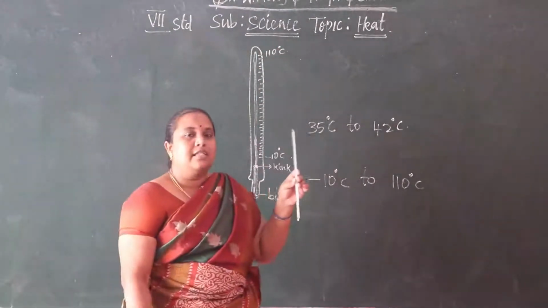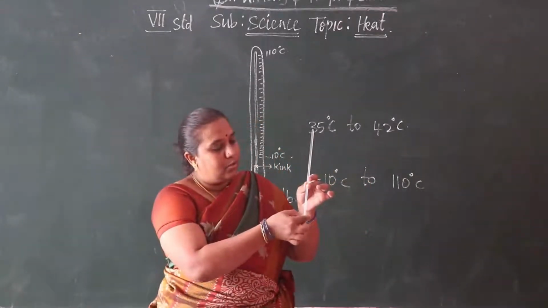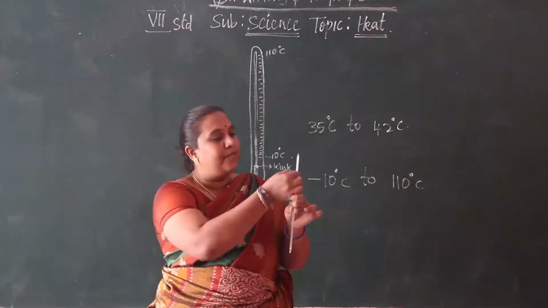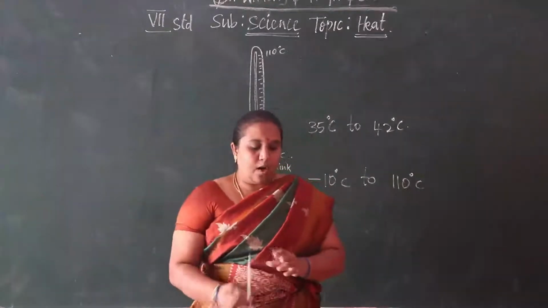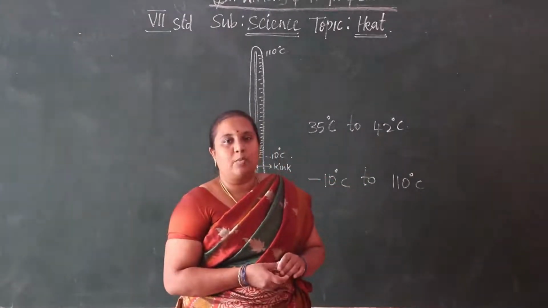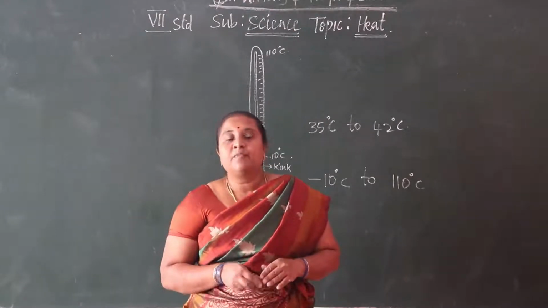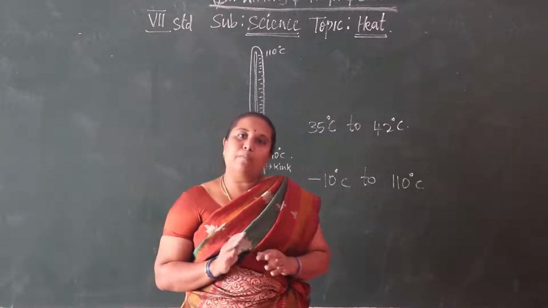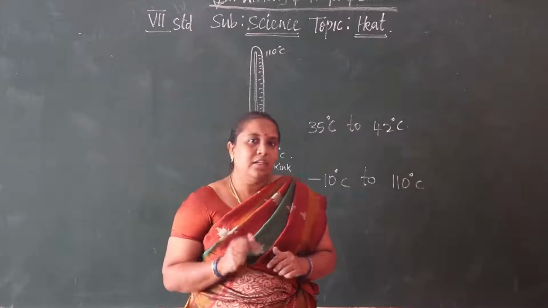Understood, children? We have a laboratory thermometer like this, and we can measure from minus 10 degrees Celsius to 110 degrees Celsius. What precautions can we take while using this laboratory thermometer? While handling this thermometer, we handle it with care. This is very important for both thermometers.